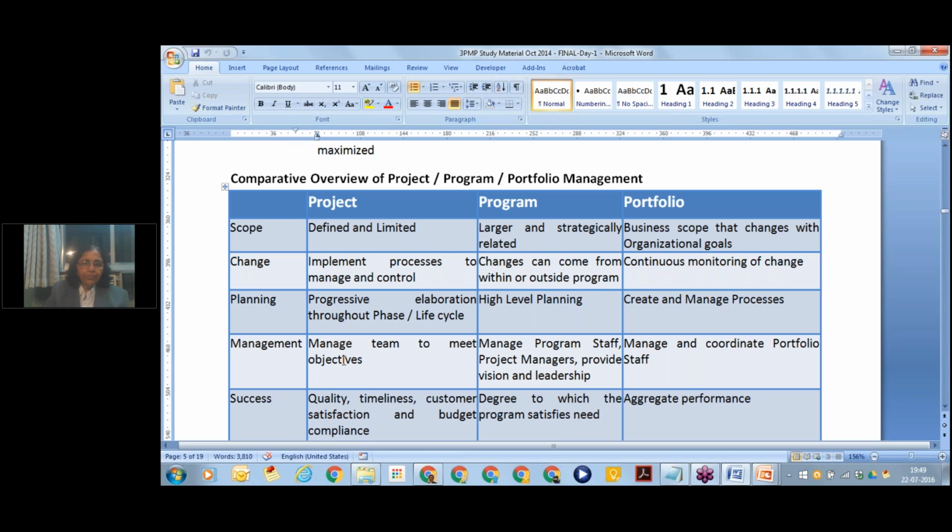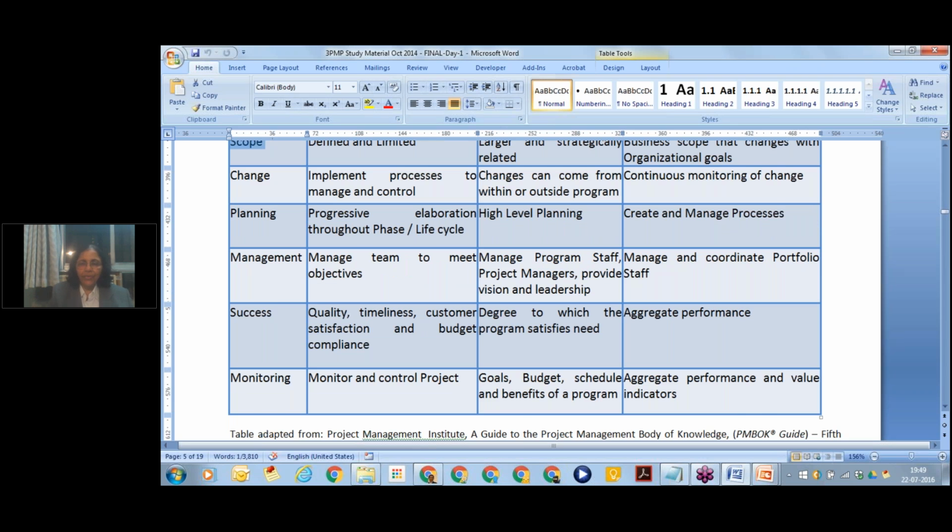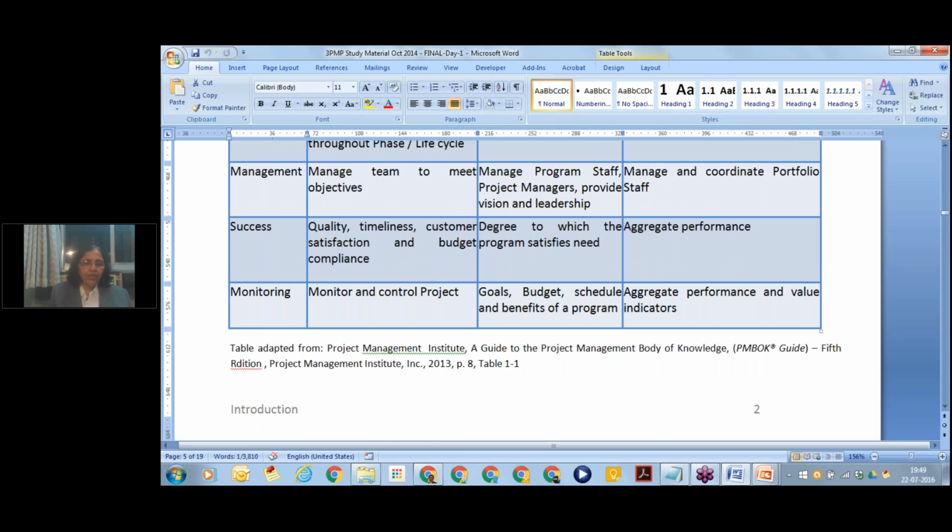Fine. Coming back here, when you talk about scope of the project in the given situation, project comparison in project, program, portfolio, scope of the project is smallest, program is a little larger, and portfolio is the largest. So this is just to tell you, managing a project is a smaller responsibility, managing a program is a bigger responsibility, and managing a portfolio is a still bigger responsibility. Since you don't get too many questions on that, I would leave this for you to read. Of course, you can ask me any doubts and questions on this.